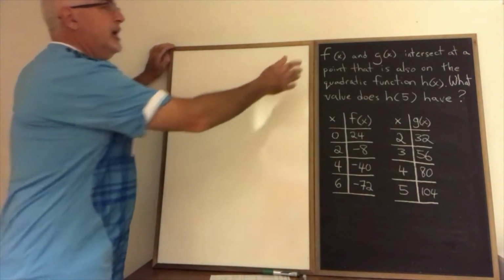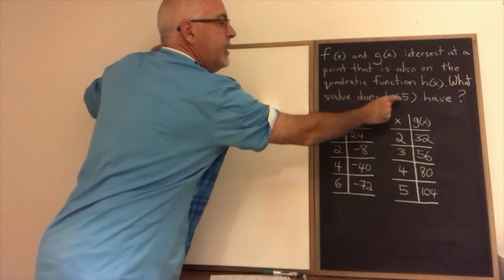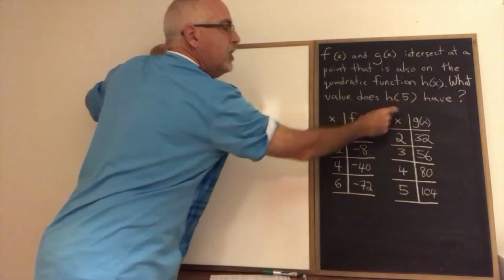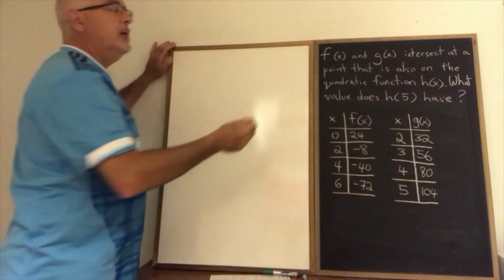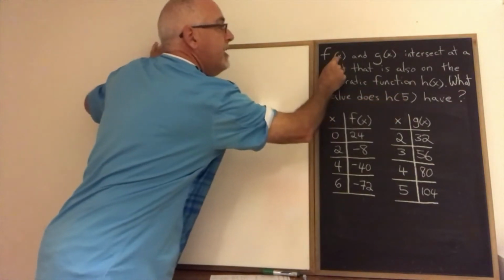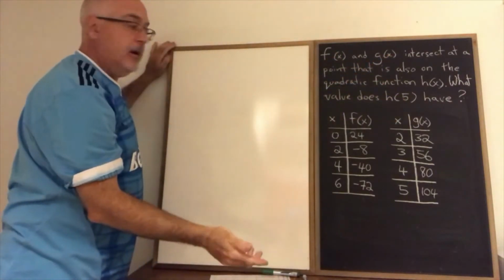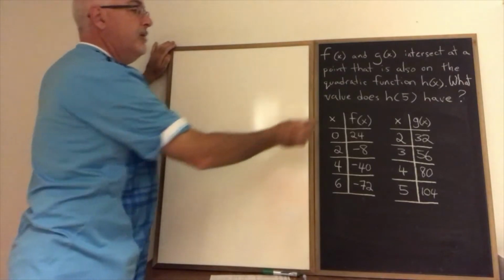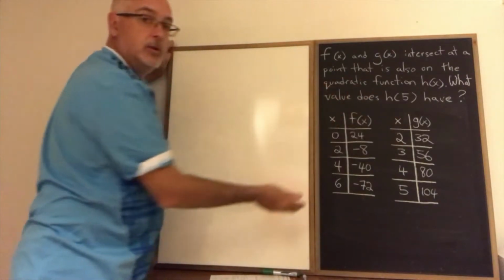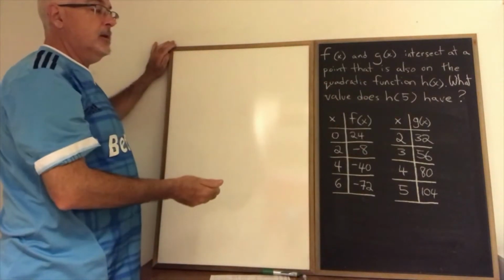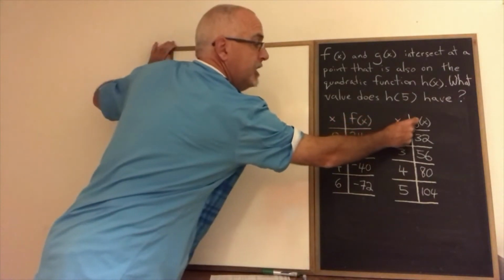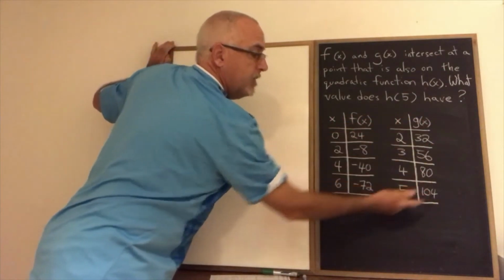The functions notation makes it clear to me that I don't need to know what value is produced by f of 5 or g of 5. I don't have to plug x equals 5 into either of those functions because that's not what they're asking for. In fact, g of 5 is 104. I already have that given.